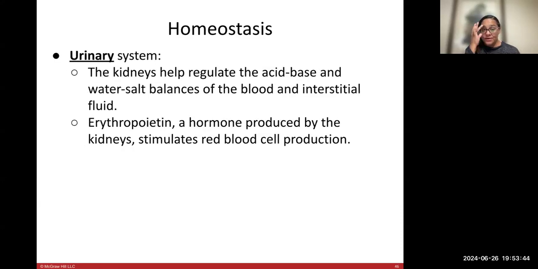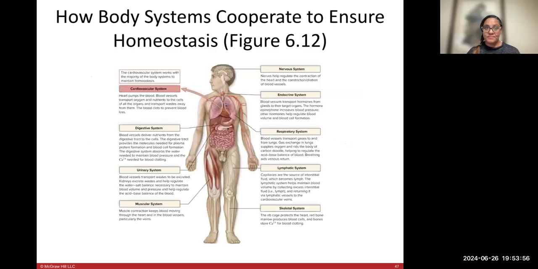It works with the urinary system. The kidneys help regulate the acid, base, and water-salt balances of the blood and interstitial fluid. And then erythropoietin, the hormone produced by the kidneys, stimulates red blood cell production. And this is actually in your book. It's figure 6.12, and it shows all the ways the cardiovascular system works with every single other system in the body to maintain homeostasis. That is all for chapter 6.